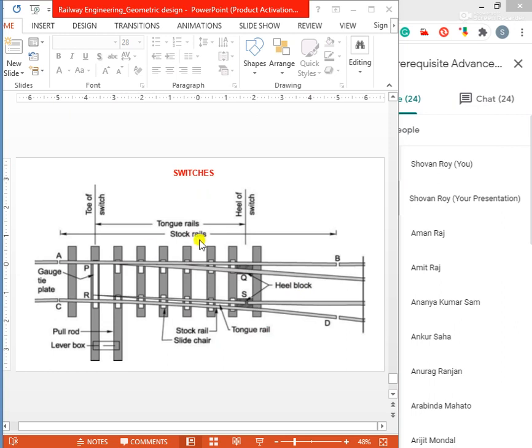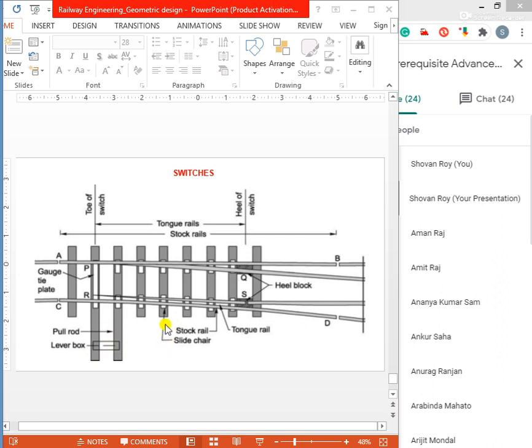AB is the stock rail, and CD is also a stock rail, made of medium manganese steel. A pair of tongue rails, PQ and RS, these are the tongue rails. AB and CD are the stock rails; PQ and RS are the tongue rails, or switch rails, made of medium manganese steel to withstand wear.